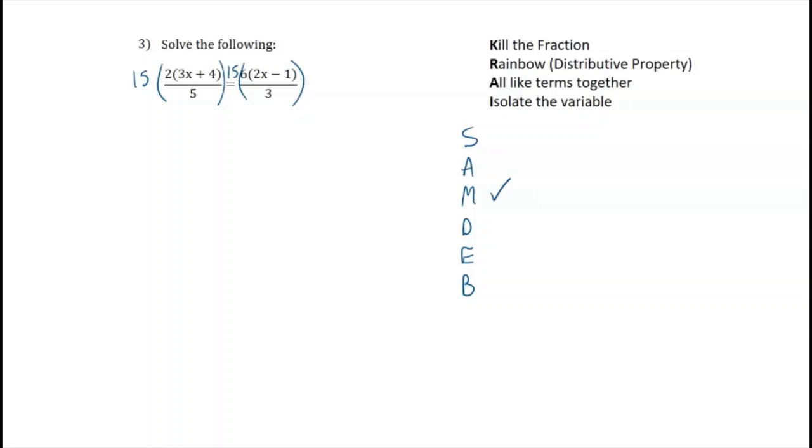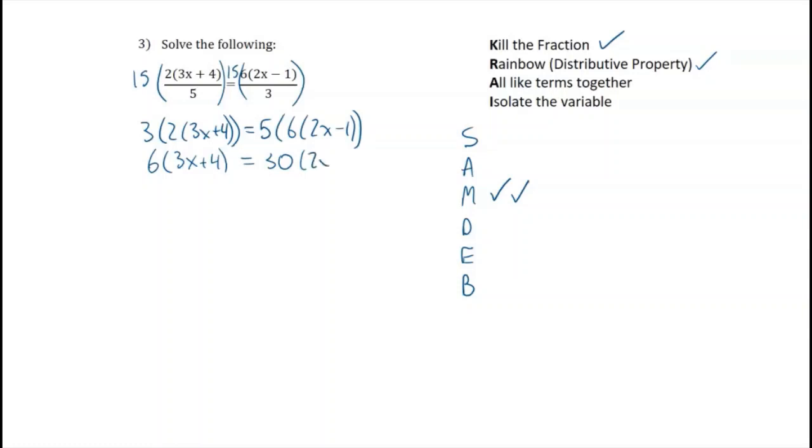And so then we said 15 over 5 is 3. So that kills the fraction. And then on the other side we have 15 over 3. We said that is 5. So what we've done so far is we've killed the fraction, and now we're going to move on to applying the rainbow. The rainbow is just applying the multiplication again. So we're going 3 times 2 is 6. So 6 times 3x plus 4. Now 5 times 6 is 30. It's 2x minus 1.